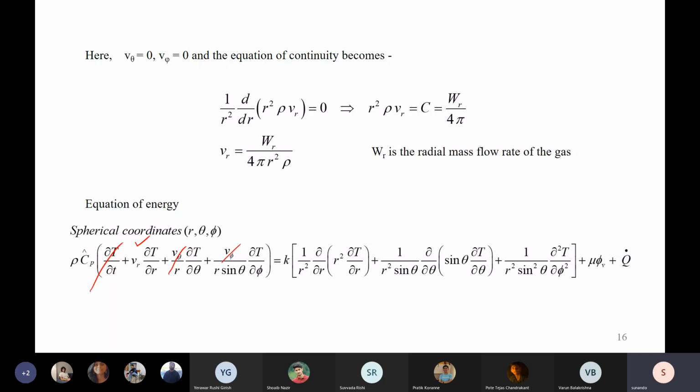How about the first term on the right hand side? It will remain. T is a function of R. T is not a function of theta, so this will disappear. T is not a function of phi, so this would disappear also. What can you say about mu phi V, the viscous dissipation, from the description of the problem? Let's see.